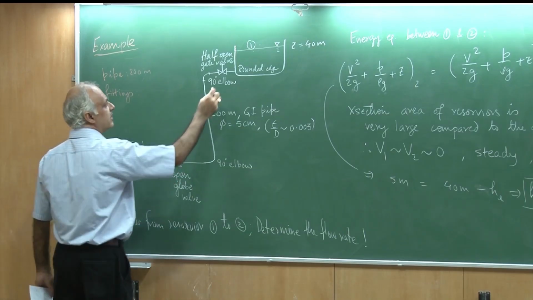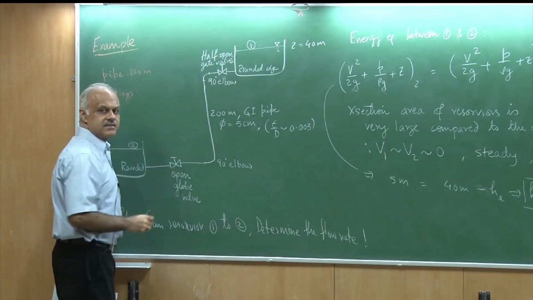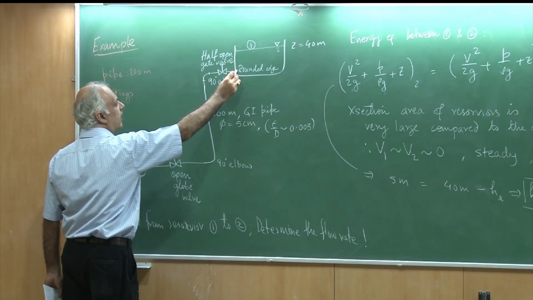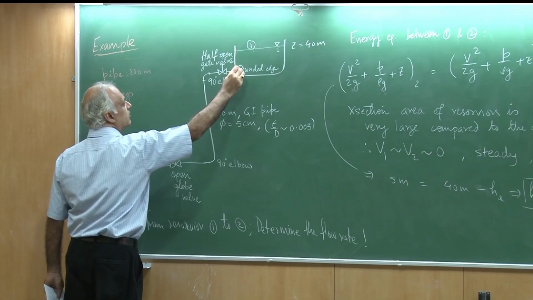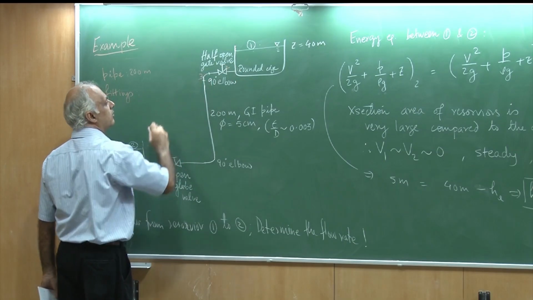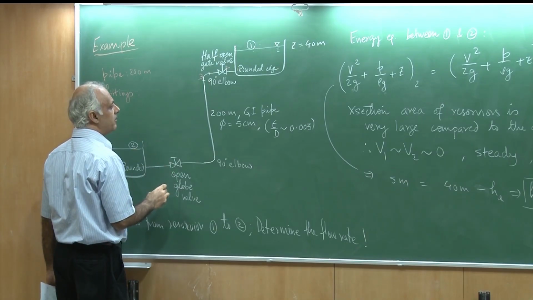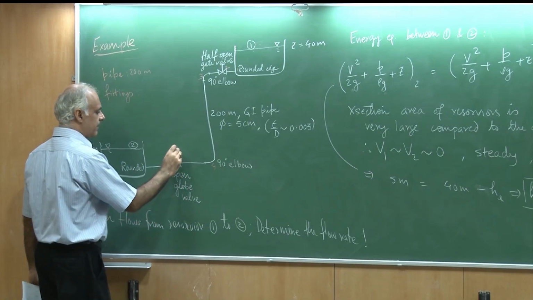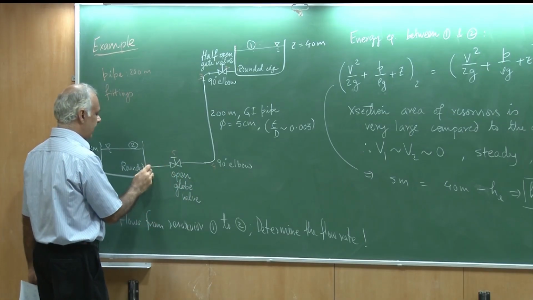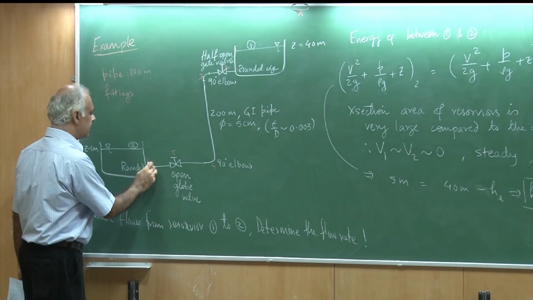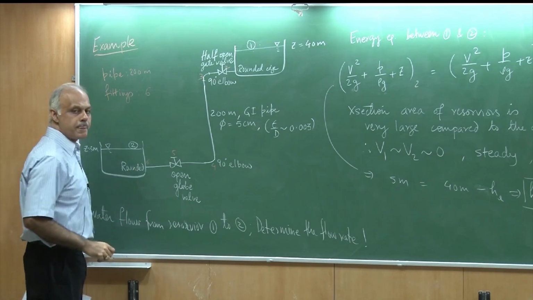Okay, so I have an entrance with a rounded edge. That's 1, so maybe I number them. Then I have a gate valve, which is 2. Then I have an elbow, which I am numbering 3. Then another elbow, which is 4. Then a globe valve, which is 5. And then of course again an expansion, which I am calling 6. So I have 6 fittings.